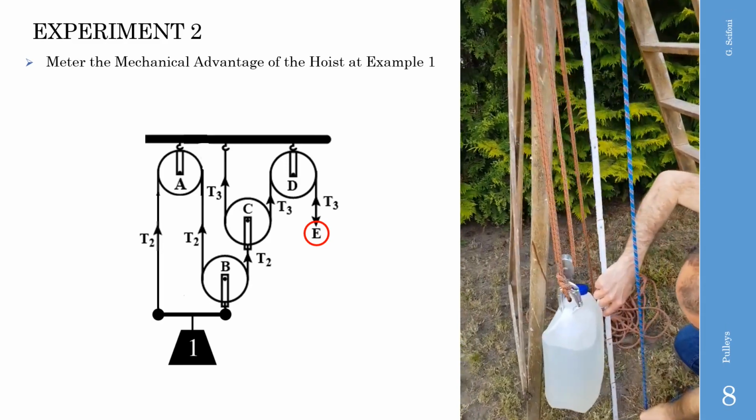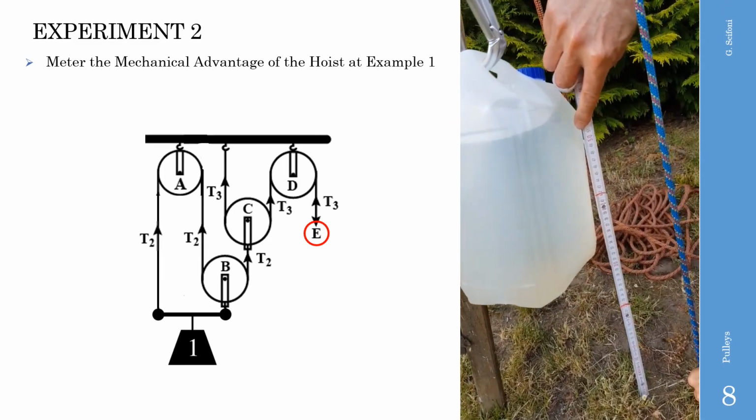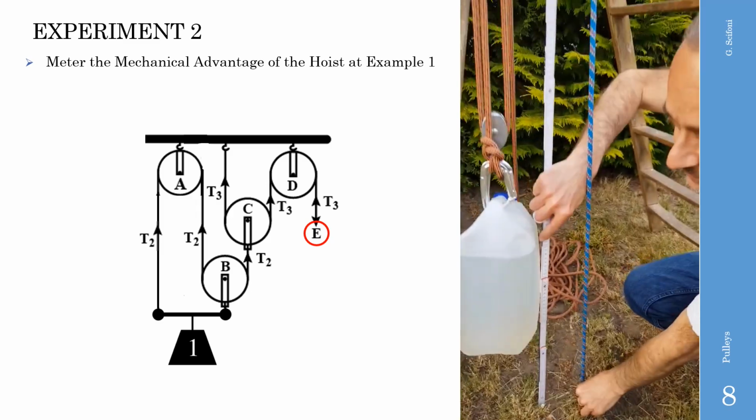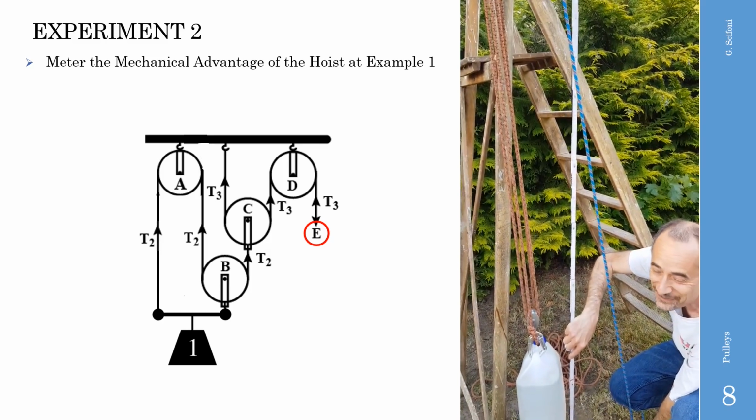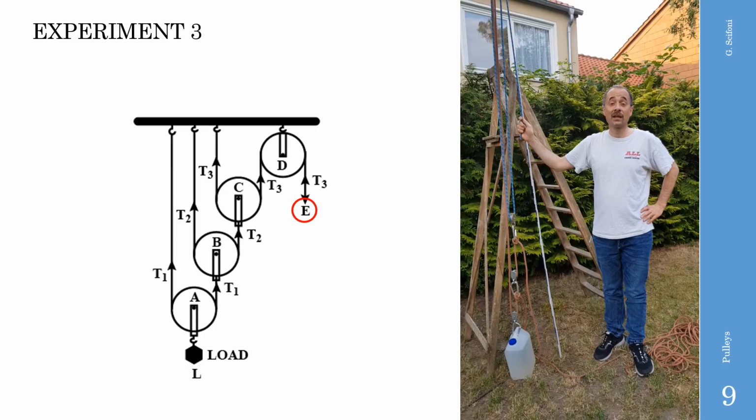It is 33 centimeters. So the mechanical advantage of this hoist is exactly 6. In experiment 3, we want to meter the mechanical advantage of the hoist of example number 2.